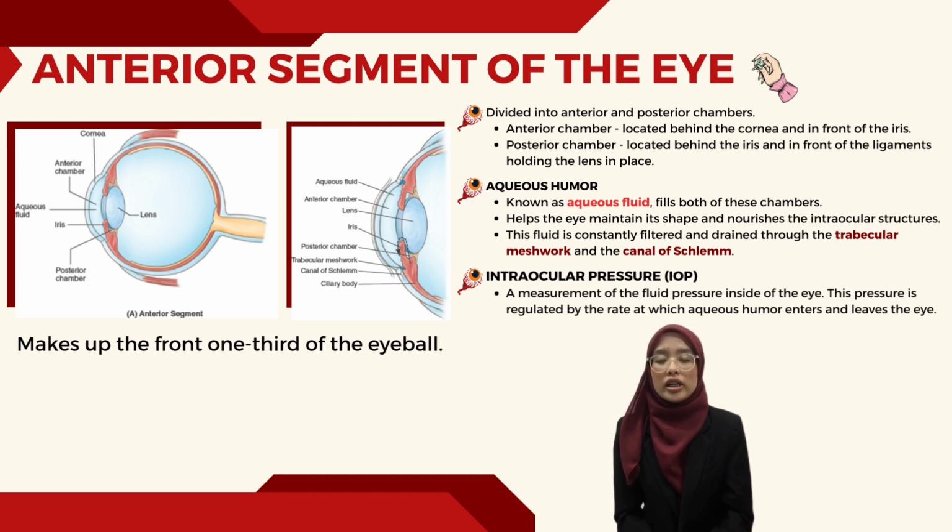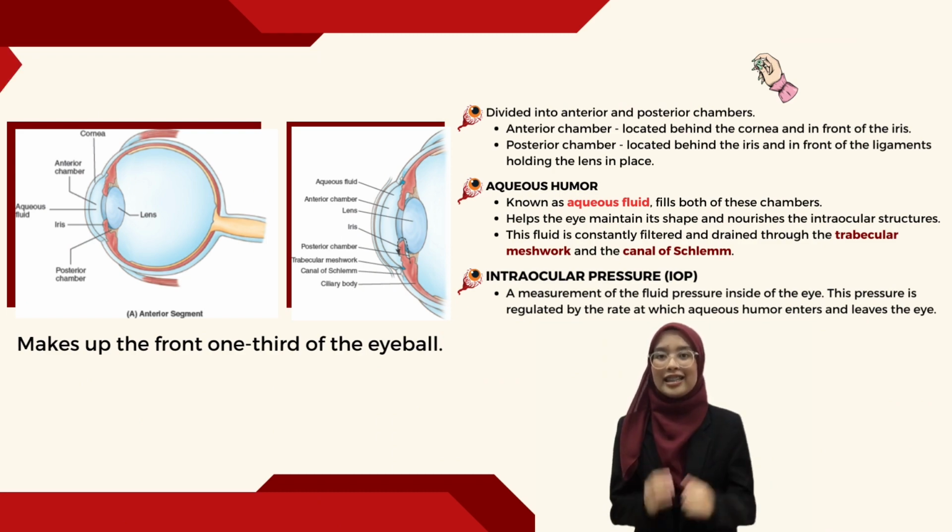After that, there is intraocular pressure, IOP, which is a measurement of the fluid pressure inside of the eye. This pressure is regulated by the rate at which aqueous humor enters and leaves the eye.